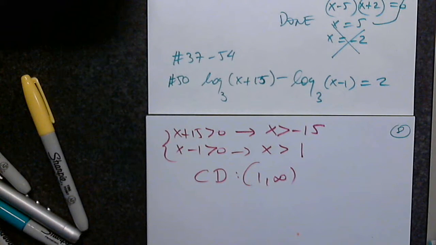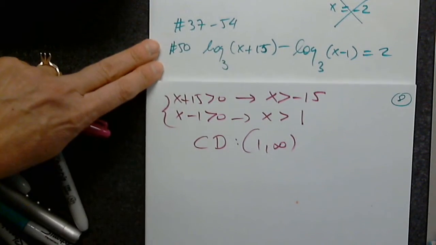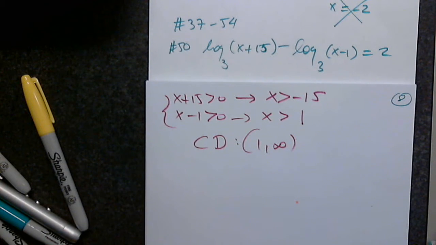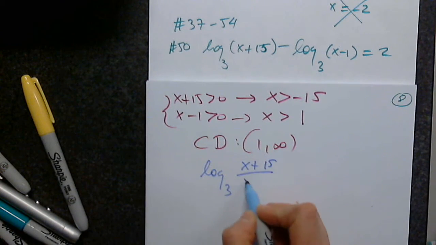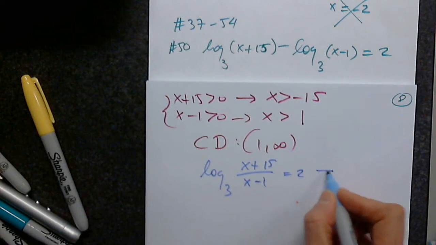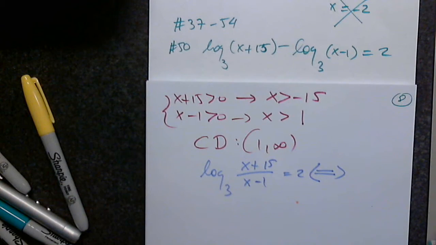Is this okay, Nico? Everyone? Okay. So now how do I condense the left-hand side? Log base 3 of x plus 15 over x minus 1. Now, I can change it into an exponent. I couldn't have without condensing it, because it has to be a simple log equation. So I condense it and change it into an exponential. So what do I write?